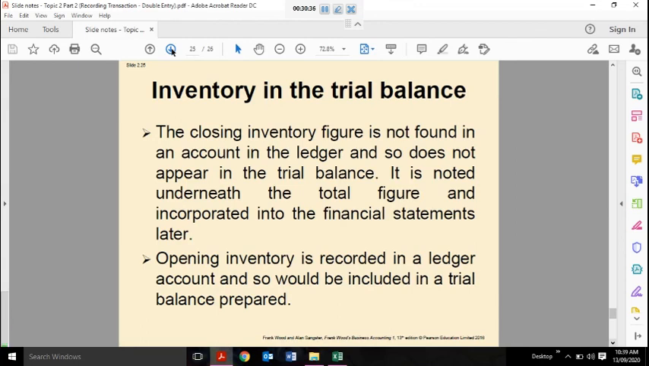The total figure, because of the way they measure it, as I mentioned last week, for the inventory, how they measure the total inventory, they're using different methods. That's why the total inventory you only see in the statement of profit or loss, or the income statement. The opening inventory is recorded in a ledger account, and so would be included in the trial balance. For the closing one, they will only prepare it in the statement of profit or loss, what we call the income statement.